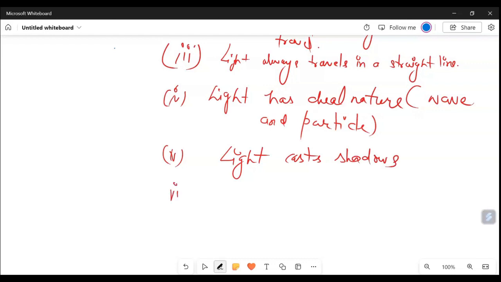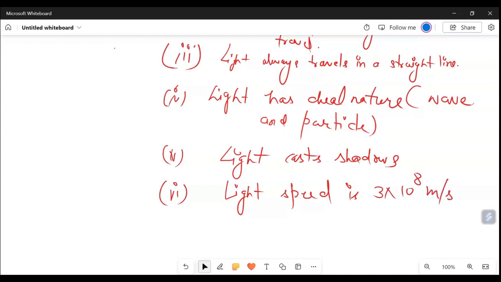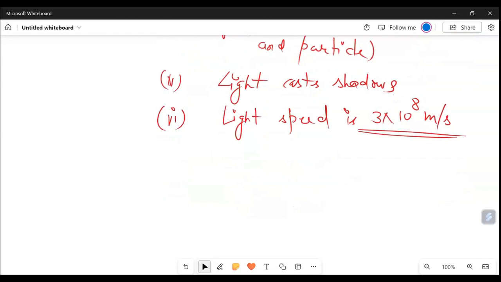And the sixth property is light's speed. You must remember, light's speed is fixed, and it is the highest in the world. There are some theories by Einstein also: if you travel with the speed of light or more than the speed of light, you could do time travel. So light speed is fixed and it is the highest in the universe, that is 3 into 10 raised to the power 8 meters per second. Meter per second is the unit of speed. 3 into 10 raised to the power 8, or we can say 3 lakh kilometers per second in some textbooks.